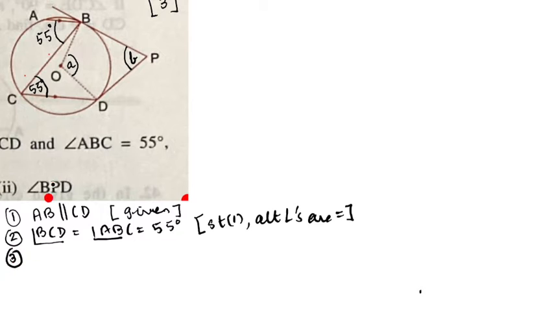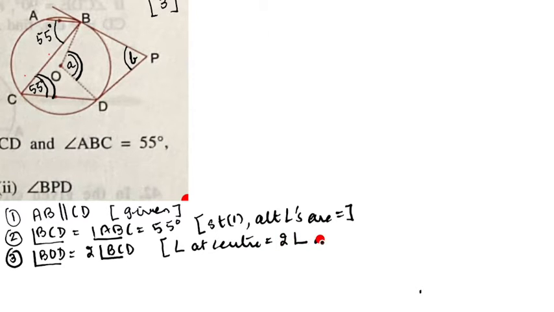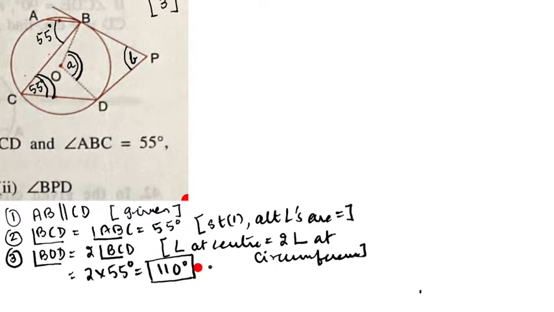Statement number 3, we are going to connect this 55 with this one because both of these angles are made by this arc over here. So angle at the center is angle BOD, and that is going to be twice angle subtended at the circumference, which is angle BCD, because angle at center is twice angle at circumference. So that will be 2 into 55 degrees, which is 110 degrees, and this is our answer 1.